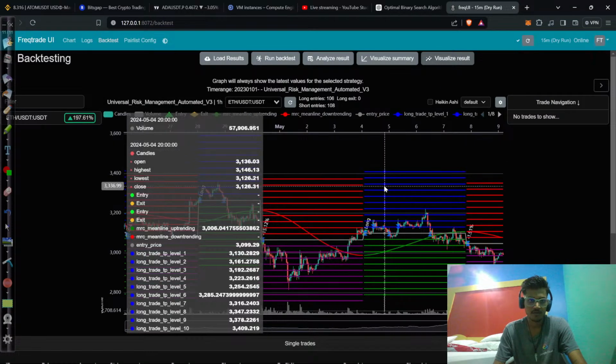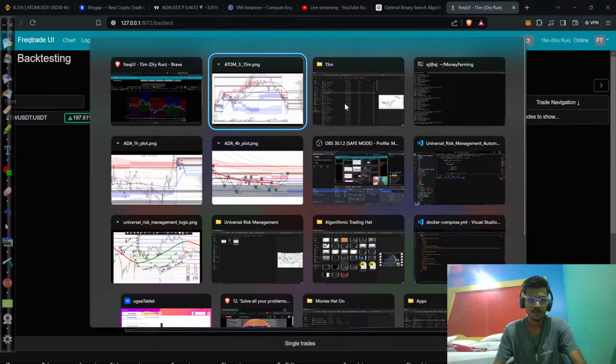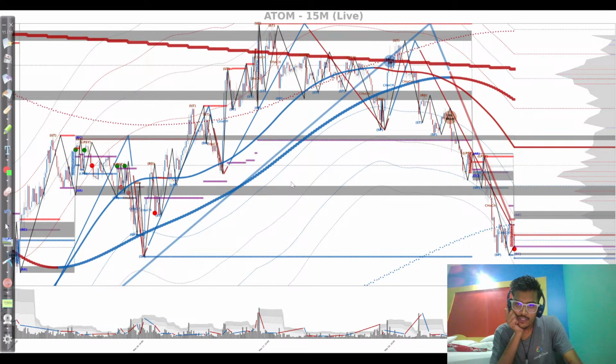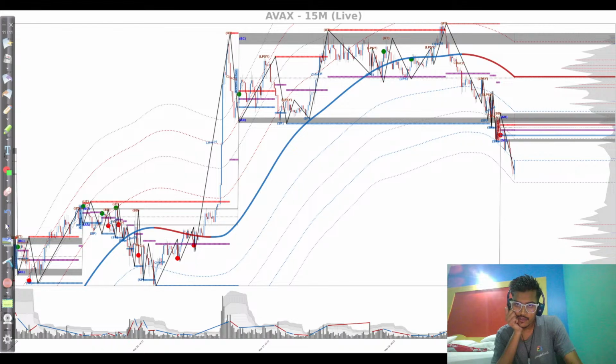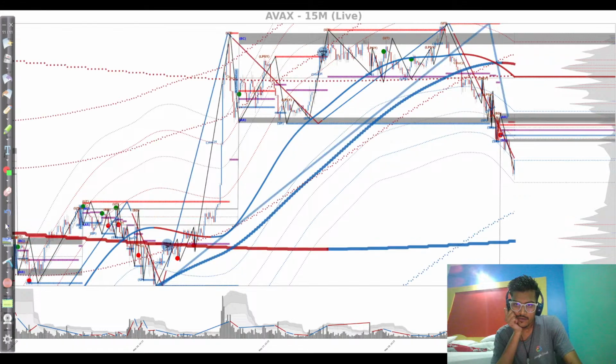So yeah, let me go and look for the trades too. On Atom we entered long. AVAX, it told us to go short there. It's going up, by the way. AVAX, yeah, it already came down.